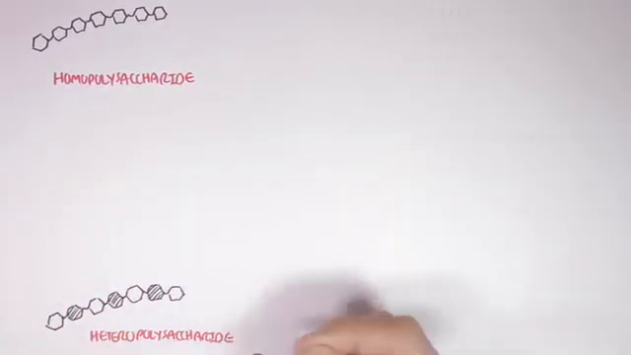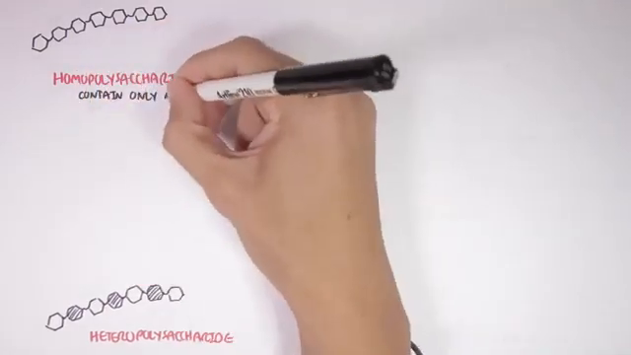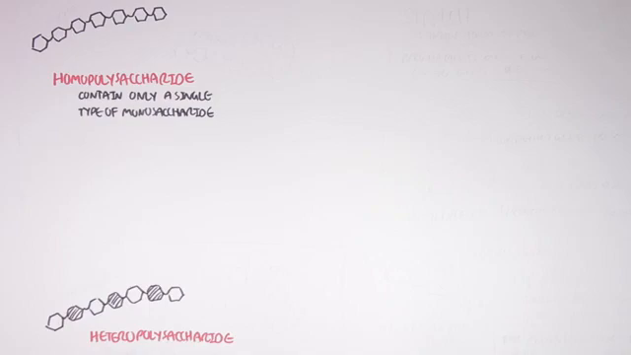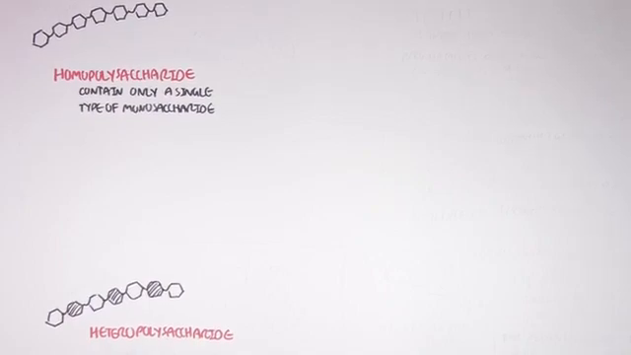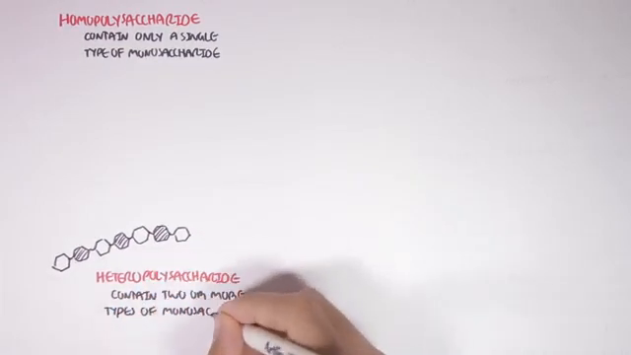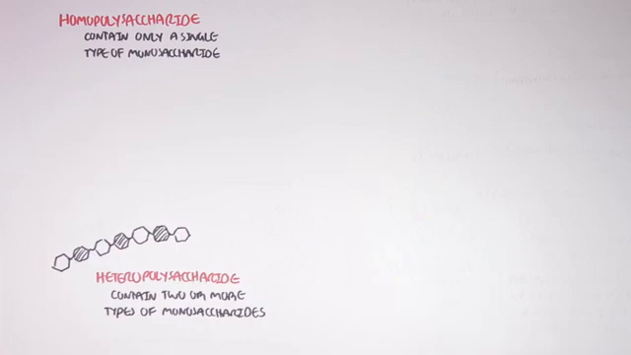A homopolysaccharide means the polysaccharide only contains a single type of monosaccharide. For example, it only contains glucose molecules linked together. A heteropolysaccharide means that the polysaccharide contains two or more different monosaccharides. So for example, a long chain of fructose and glucose molecules.